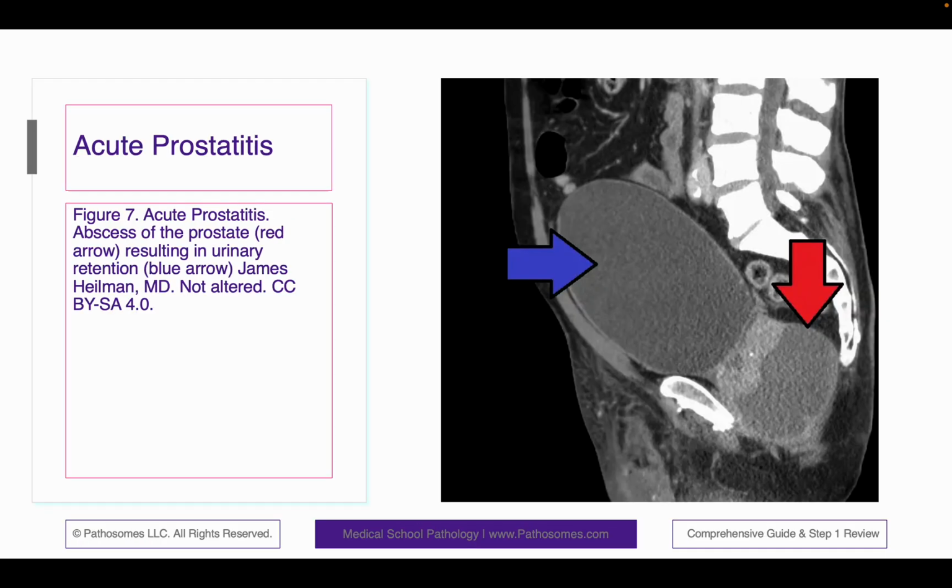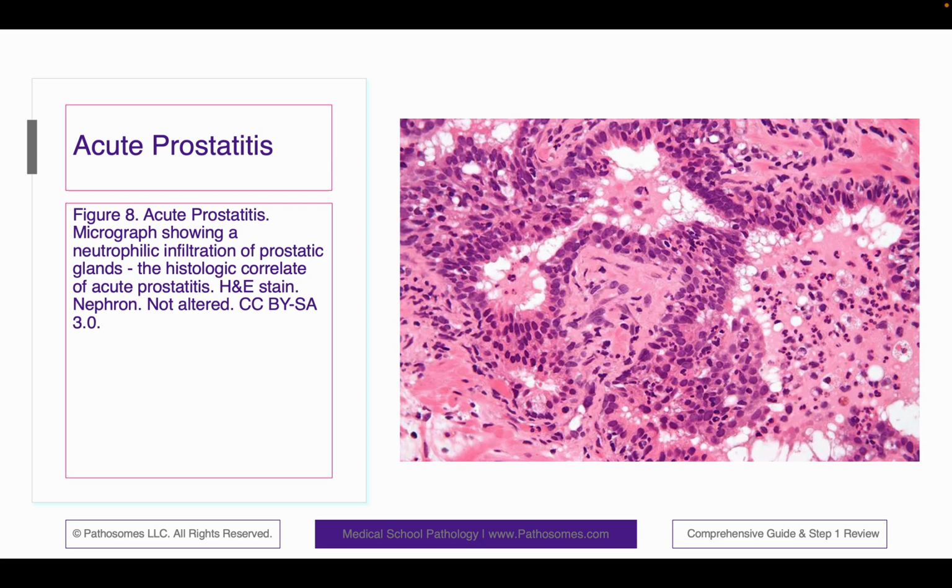And here we can see an abscess of the prostate indicated by the red, resulting in urinary retention. And here we can see a micrograph showing a neutrophilic infiltration of the prostatic glands, right? Those neutrophils trying to fight off the bacteria. You should be able to see the neutrophils, right?